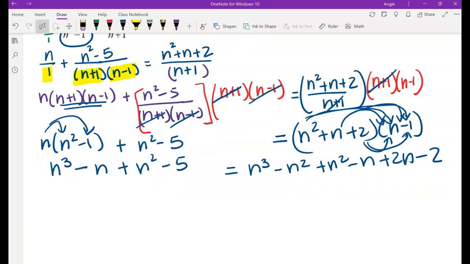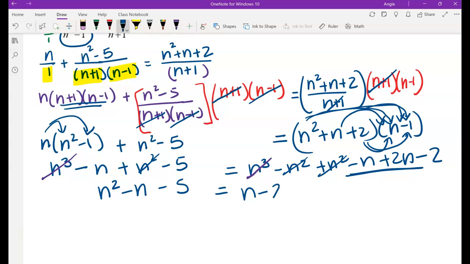Let's see if we can combine like terms. We have 1n to the third on the left and 1n to the third on the right. We can definitely reduce those. Then I'm going to write it in order from the highest power, which is n squared minus n minus 5. Over here, combine like terms. n squared and n squared are going to be reduced. Negative n and a positive 2n is now a positive 1n minus 2.